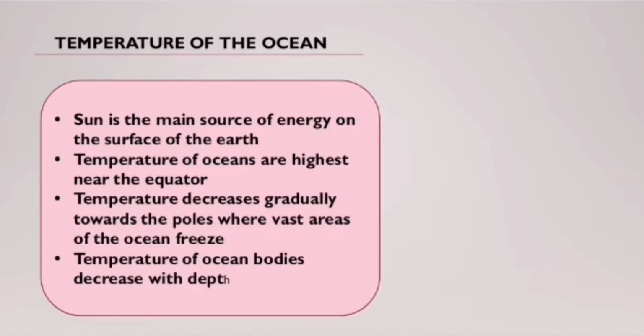Next, the temperature of the ocean. The sun is the main source of energy on the surface of the earth. Temperature of oceans is highest near the equator. The temperature decreases gradually towards the poles, where vast areas of the ocean freeze. The temperature of ocean bodies decreases with depth also.